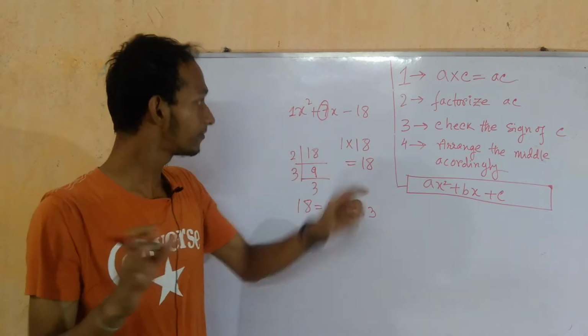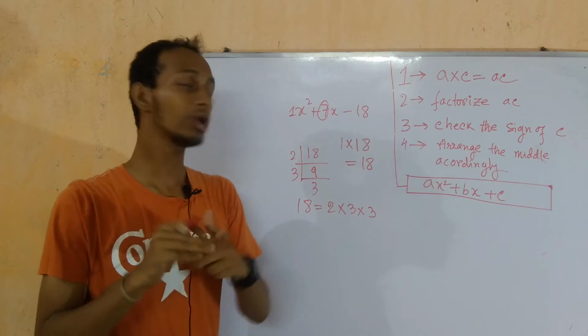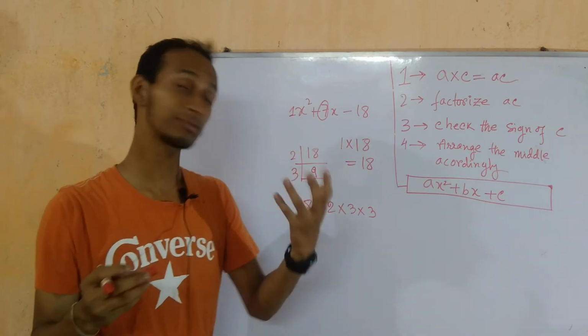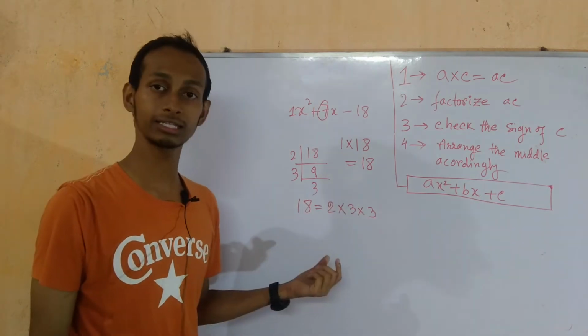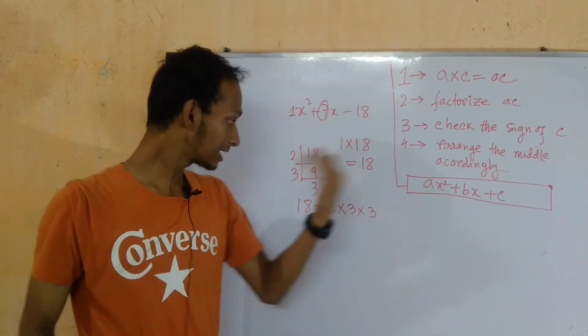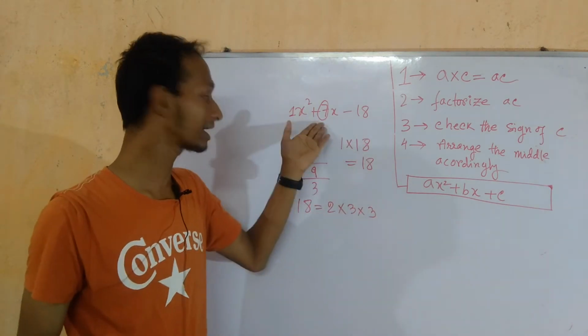That means if c contains a minus sign, we have to rearrange that middle term by subtracting something. Something means what? We have those factorized things. From those factors we have to make two numbers, such that subtracting those two numbers makes 7.